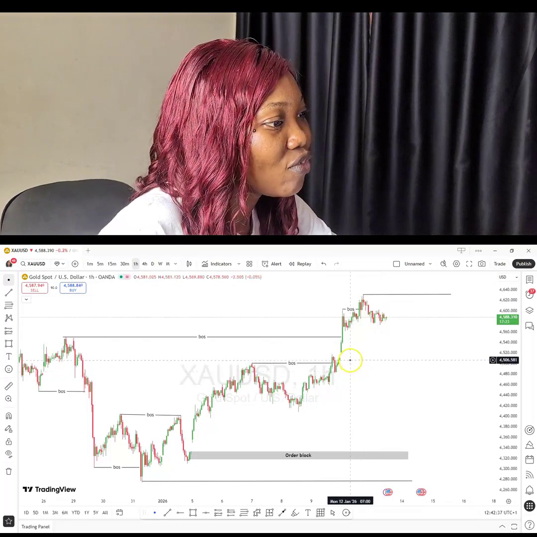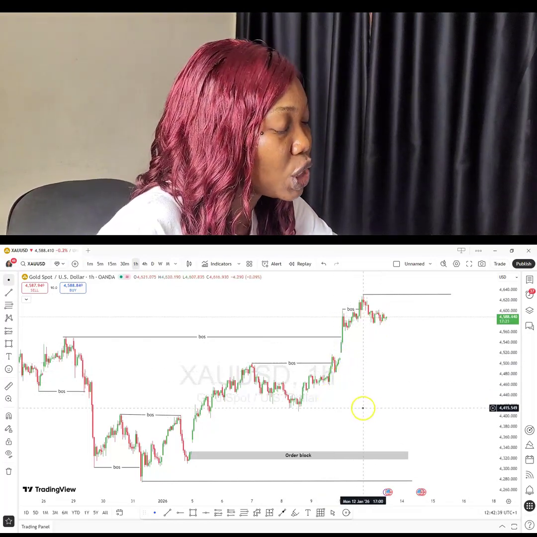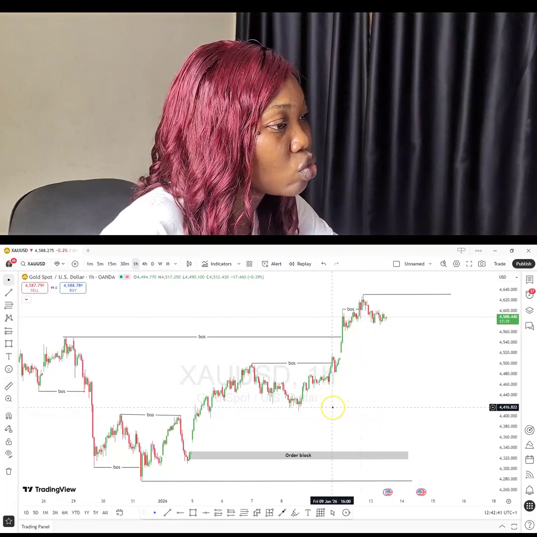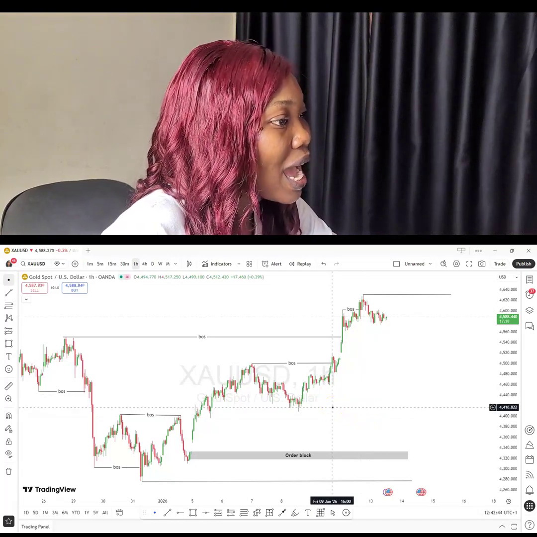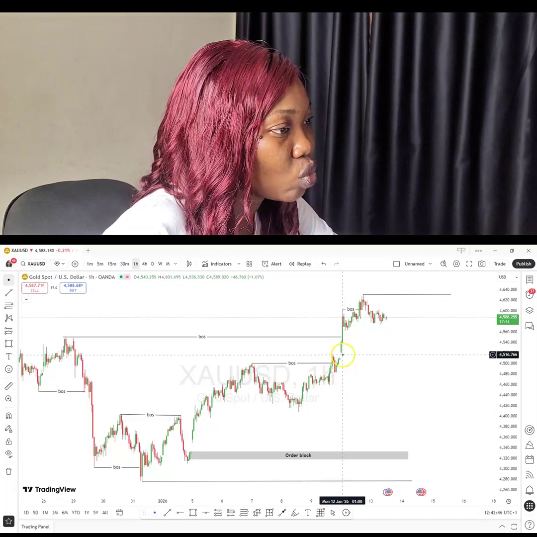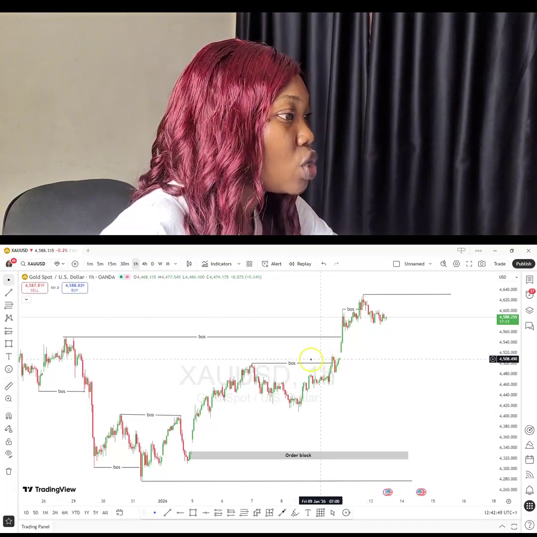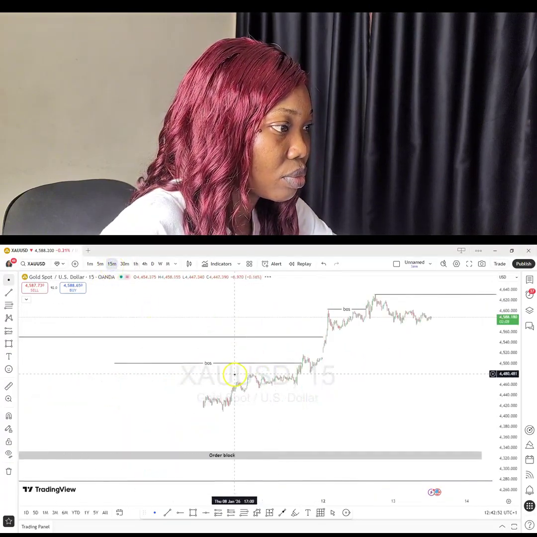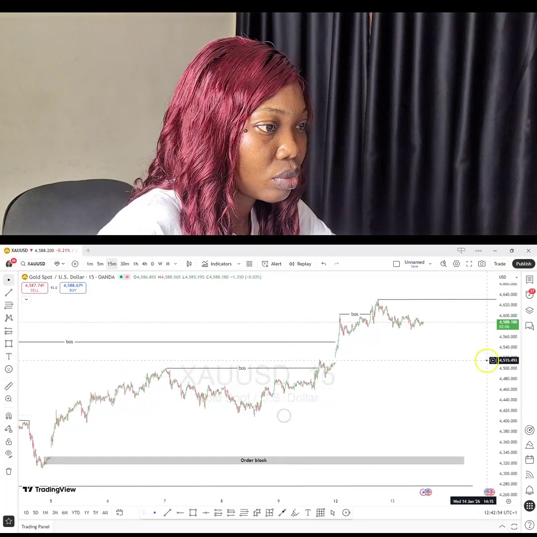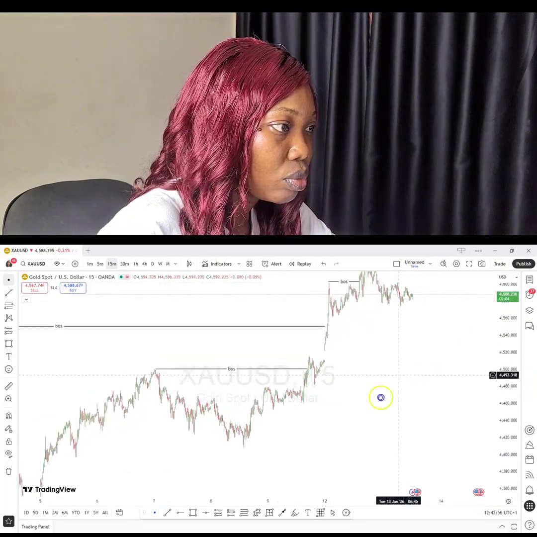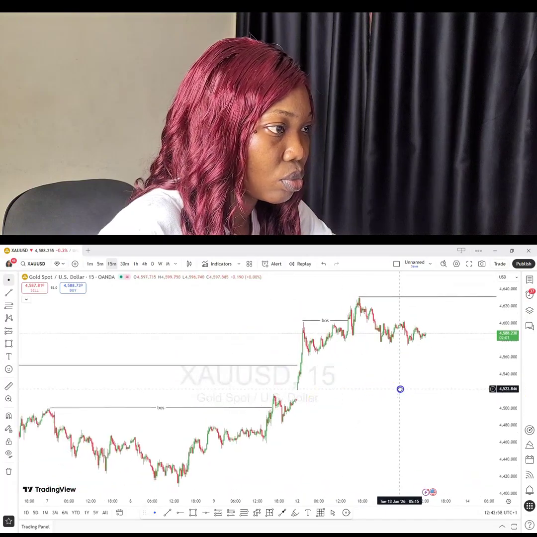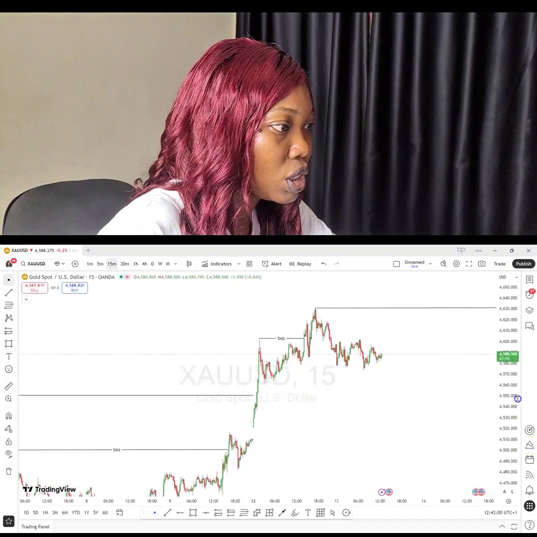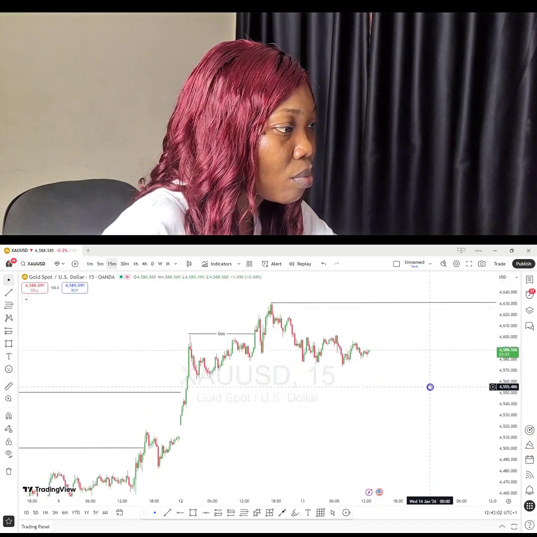Now, moving down to 15 minutes, where I'll be catching my sniper entry because gold omits zones. And I normally use 15 minutes to catch my sniper entry. So let's get down to 15 minutes. So this is our 15 minutes time frame.